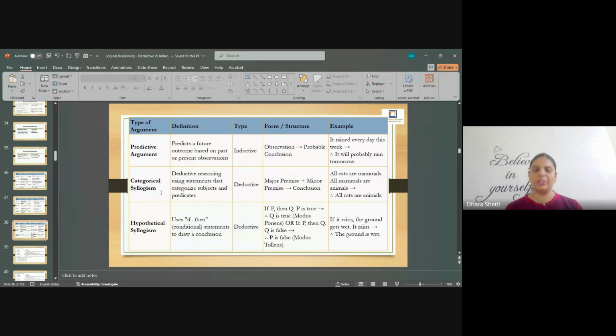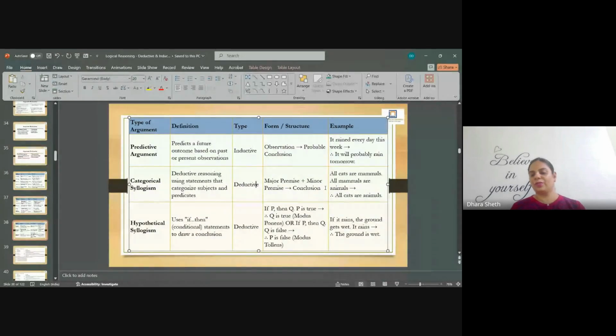So now let's come back here. Categorical syllogism. Deductive reasoning using statements that categorize subject and predicate. Okay. So when we say all cats are mammals, cat is your subject and mammal is your predicate. In normal English grammar, the first doer is always the subject and the later part is the predicate. So similarly here, cat is the subject and mammals is the predicate. It is a deductive kind of syllogism because deductive reasoning is used, obviously.